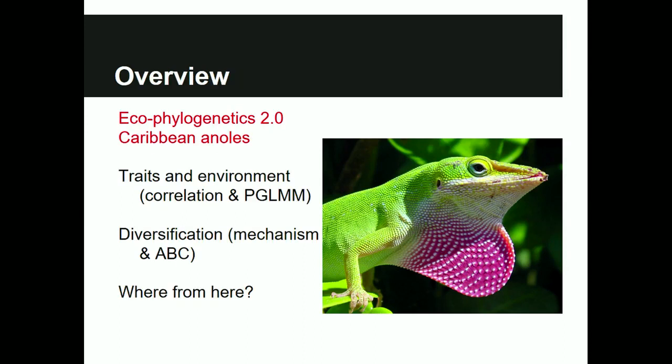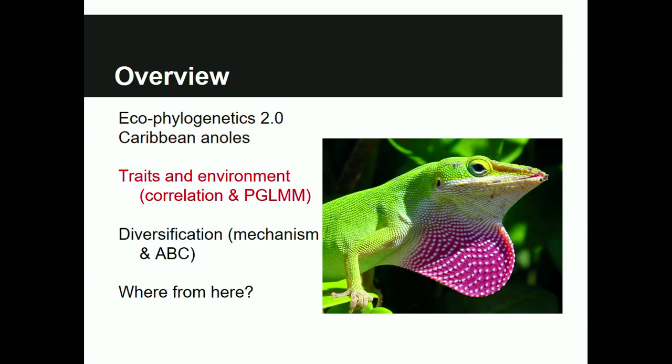So that's a bit of an overview of what I'm trying to do here. I'm trying to generate some information about new kinds of ecophylogenetic methods and try and say something about anoles. And I emphasize I'm not an anole expert, so I'm very happy to be corrected on the details of them.